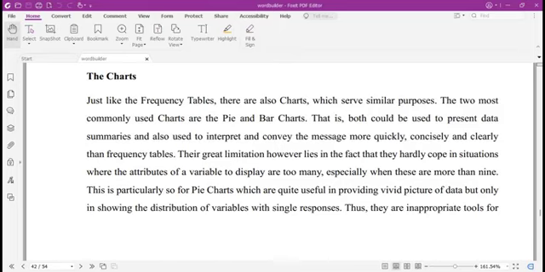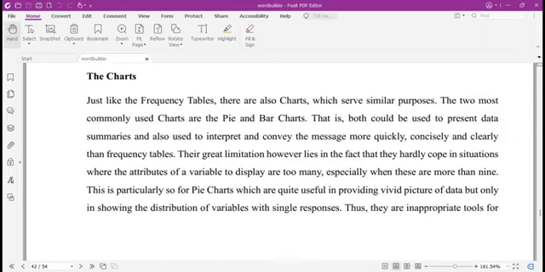Both could be used to present data summaries and also used to interpret and convey the message more quickly, concisely and clearly than a frequency table. So looking at your bar chart or your pie chart, once you look at it, it helps you to understand the message being passed across more than a frequency table. You know, a frequency table has to do with figures, but this one is like a picture.